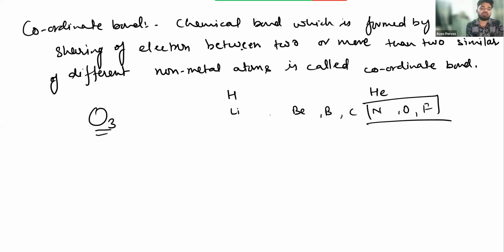But the elements that are below these, like silicon, phosphorus, sulfur, chlorine, can have more than 8 electrons in their outermost shell. If it is possible, then they can have. Generally, sulfur and phosphorus have more than 8 electrons, and why they have, we will discuss it later. But the elements of the second period are not going to have more than 8 electrons in their outermost shell. Understood? Okay. So they make coordinate bond.